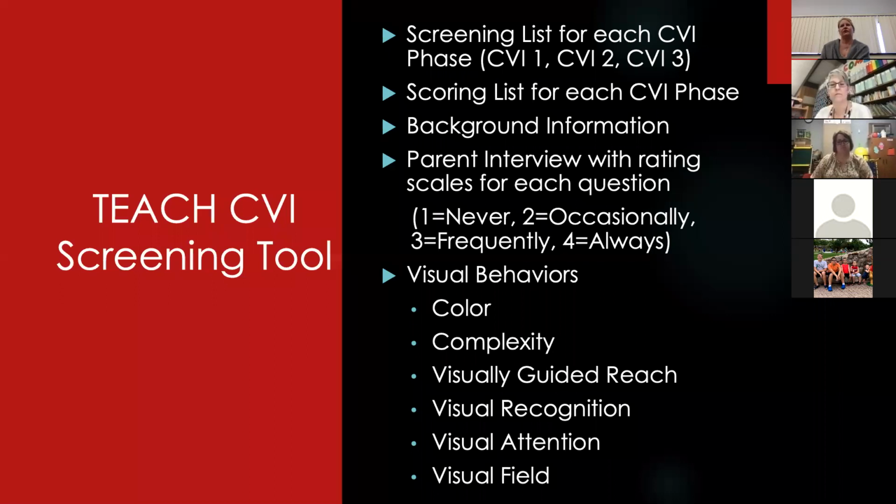Okay, so the screening list for each CVI phase, and they also recognize the phases, they just call them CVI 1, CVI 2, and CVI 3. It's the same model that pairs up with the one I first showed you of phase 1, phase 2, phase 3. Same basic concept that they recognize across the board. So that's nice. There's a scoring list for each CVI phase.